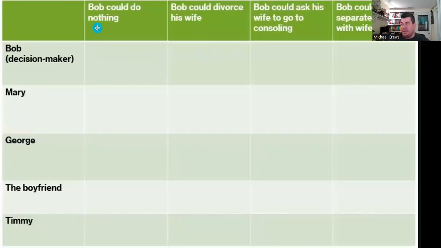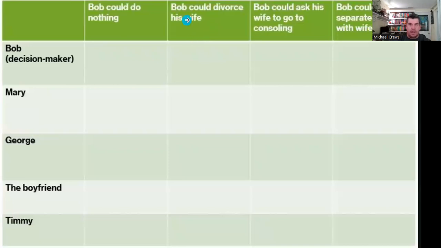Do nothing would be not divorcing the wife. Obviously you could word that either way, but he doesn't have to leave his wife, or he doesn't even have to confront her or do anything. He could just decide, well, whatever, man, I'm gonna leave well enough alone and not do anything. And sometimes people do that. So he could do nothing.